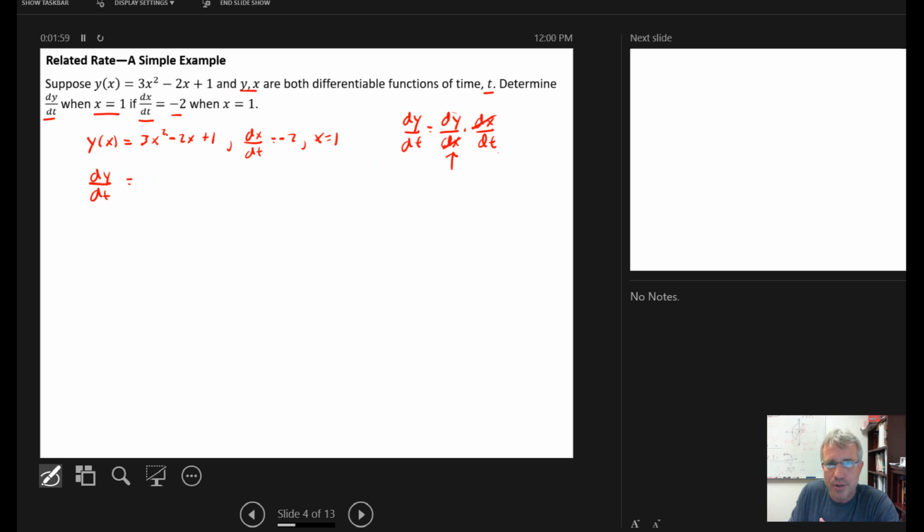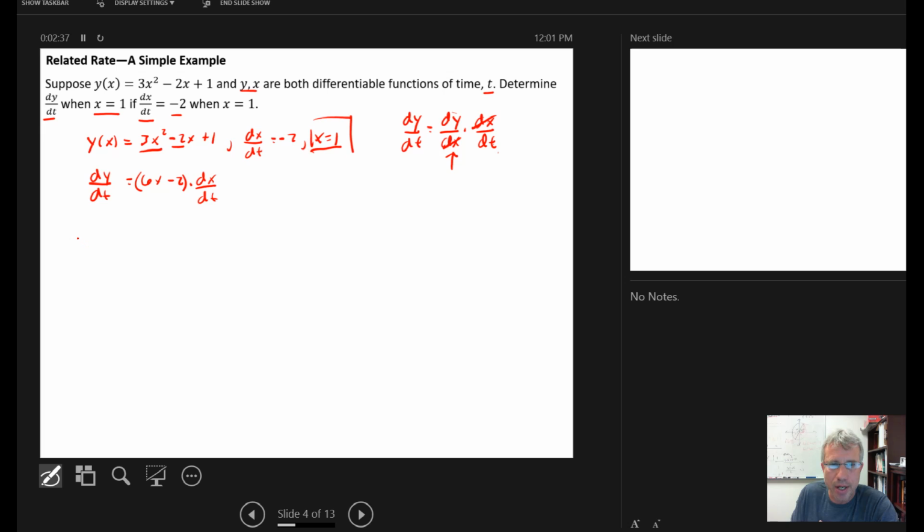So dy/dx, taking the derivative with respect to x, that's going to give us 6x minus 2, taking the derivative of y with respect to x. So this right here is our dy/dx term, but we need to multiply dy/dx times dx/dt. So I need to multiply this by dx/dt. And that's the rate of change of y with respect to t. And then we're being asked to find dy/dt at a specific value of x, when x equals 1.